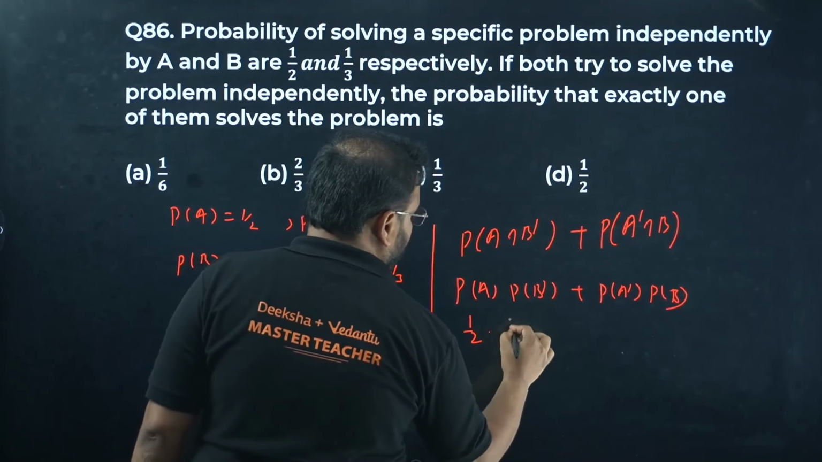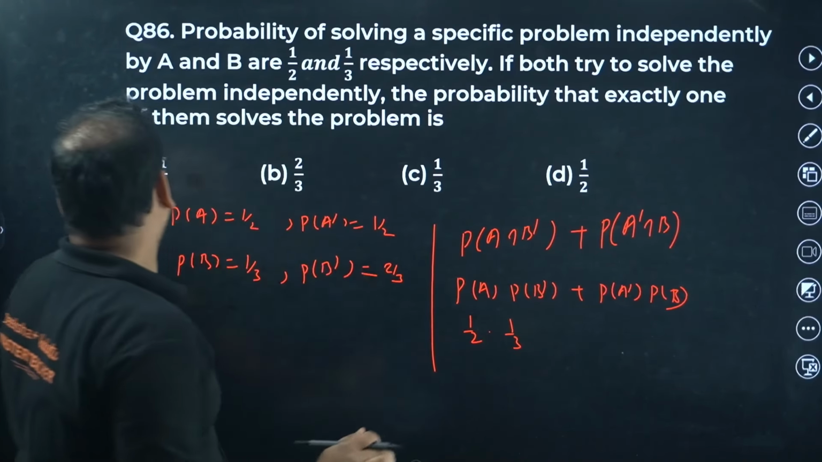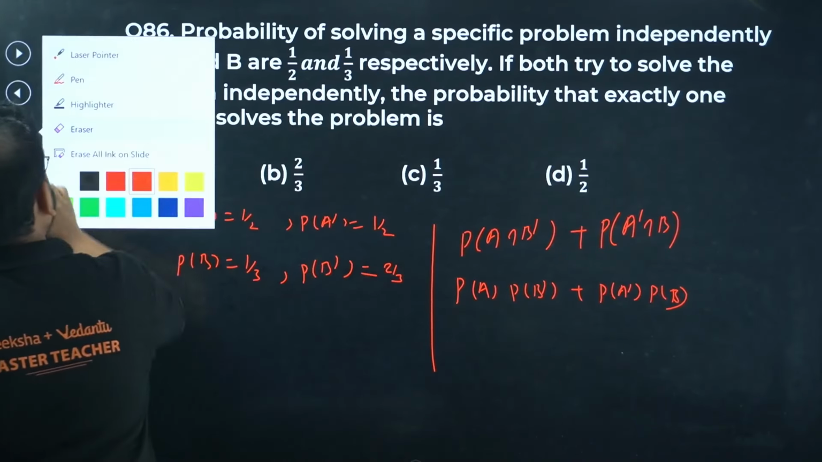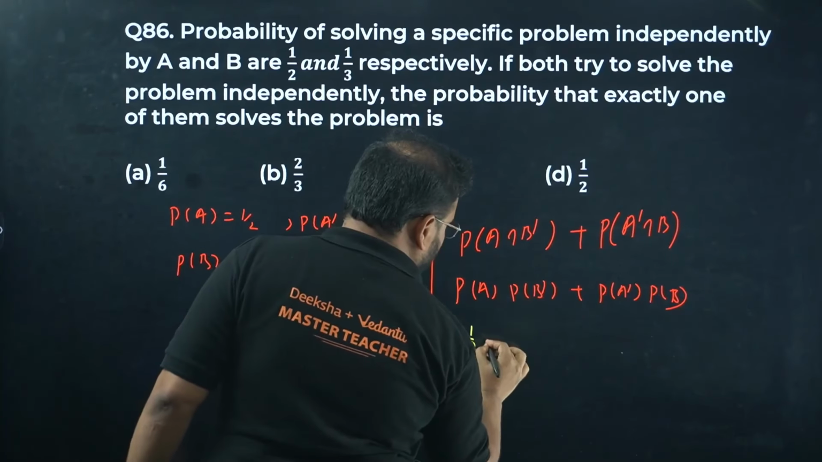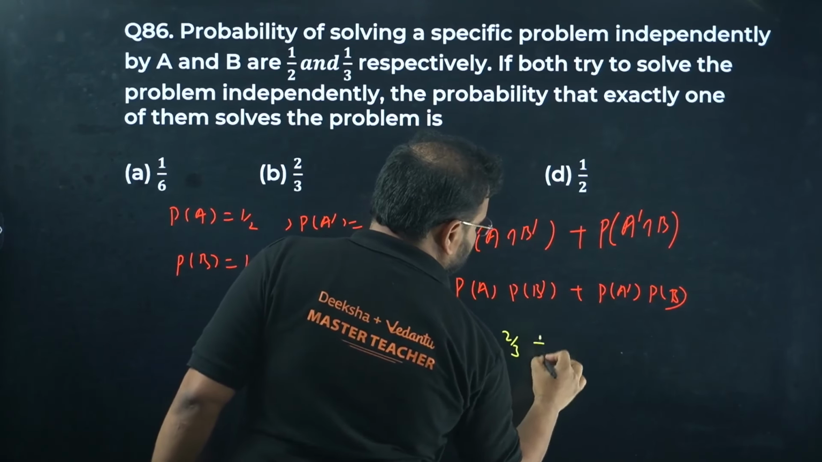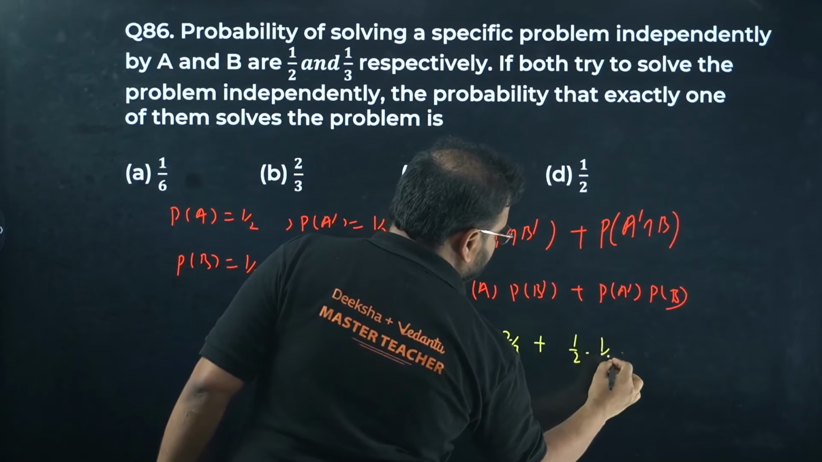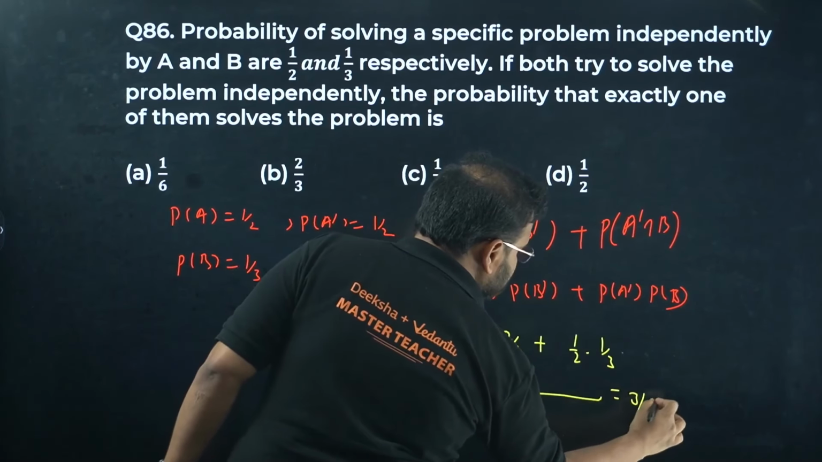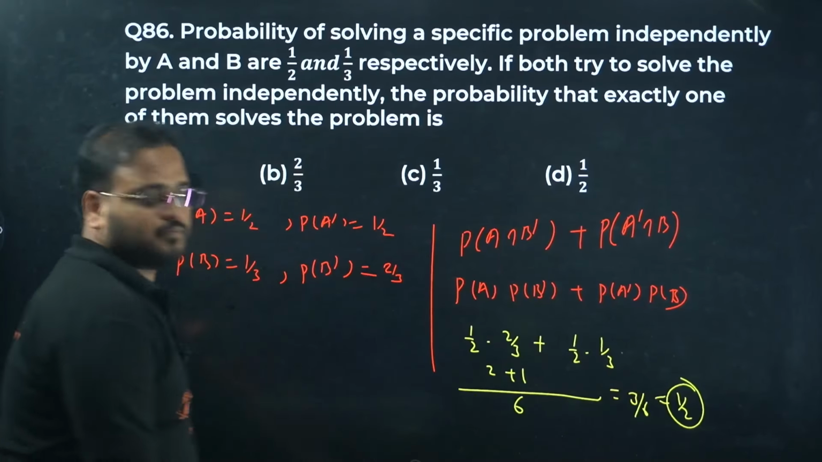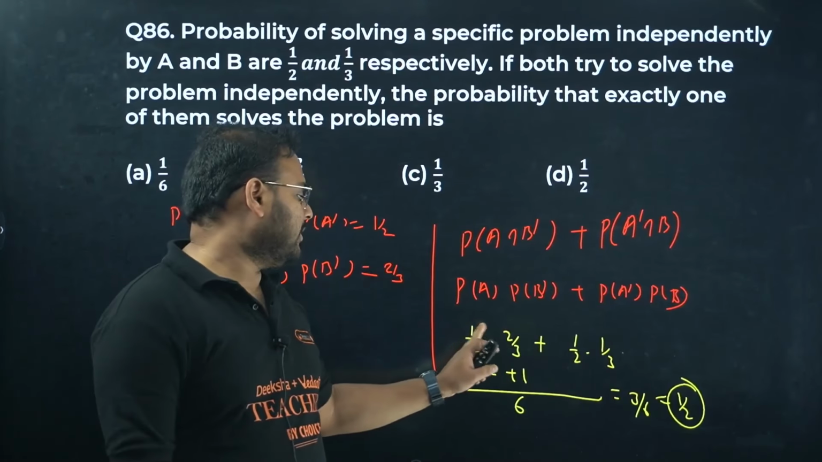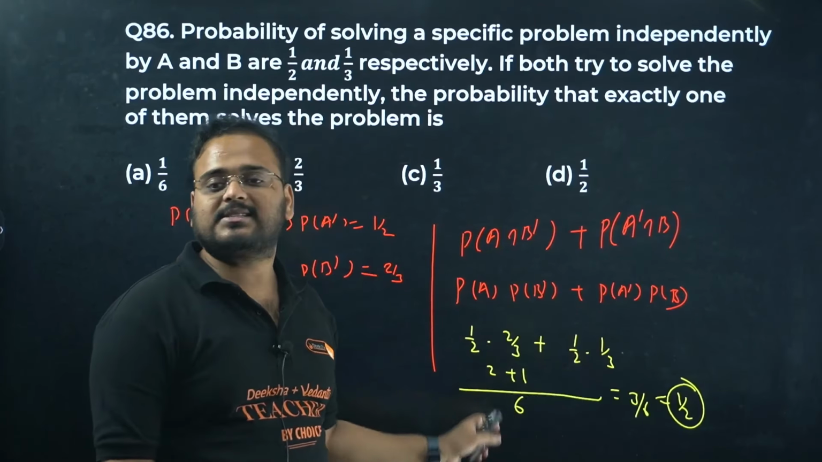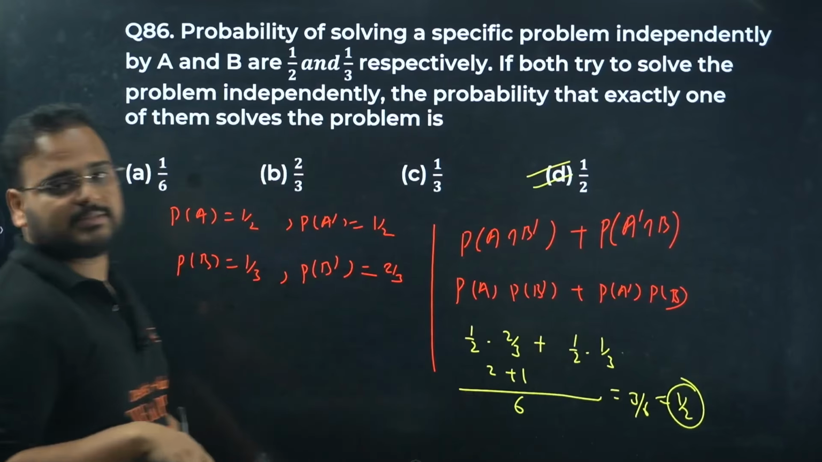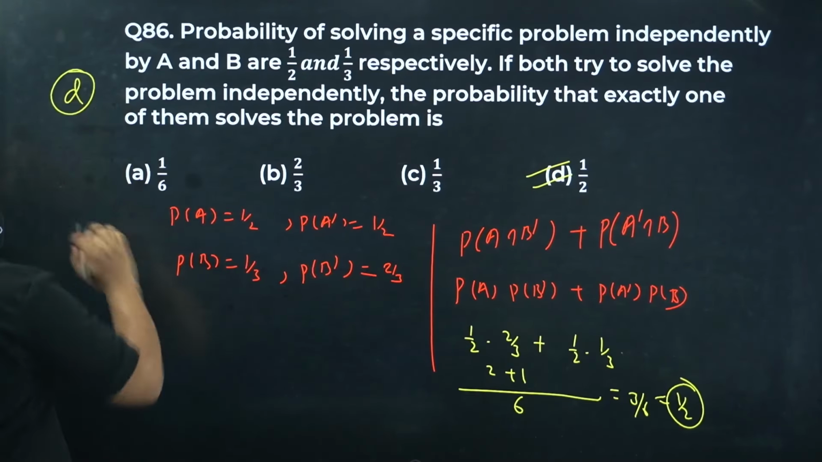The value of this will be what? 1 by 2, 1 by 3, sorry, 2 by 3, my bad. 1 by 2 and 2 by 3, guys. This is 2 by 3, no? One second. So 1 by 2 and 2 by 3, and plus we have 1 by 2 again, this is 1 by 3. LCM will be 6. We have 2 plus 1. Answer is 3 by 6. So 1 by 2. Please check. 2 into 1 is 2 and 6. 1 upon 6. Add them. 3 upon 6. 1 by 2 is the answer. Option D is correct choice. Okay, 86 is true.